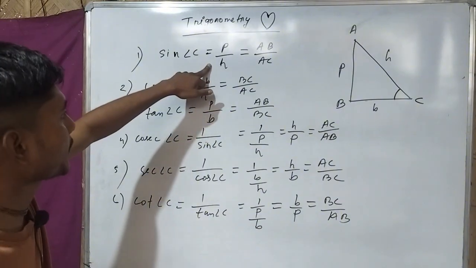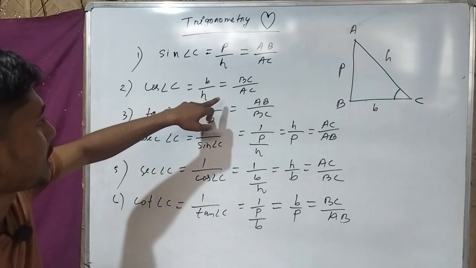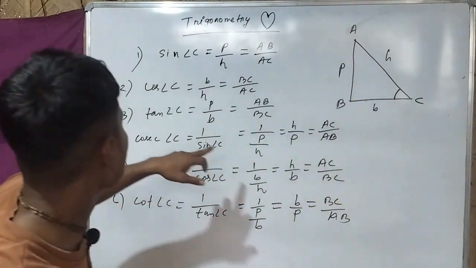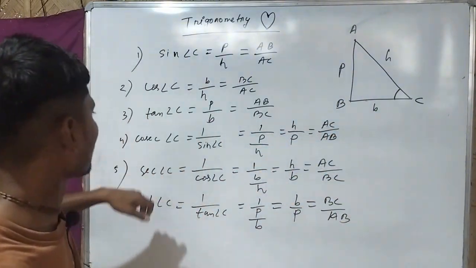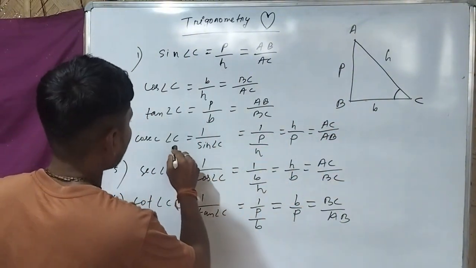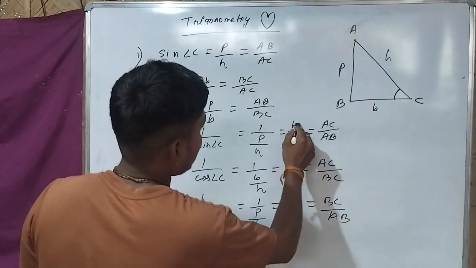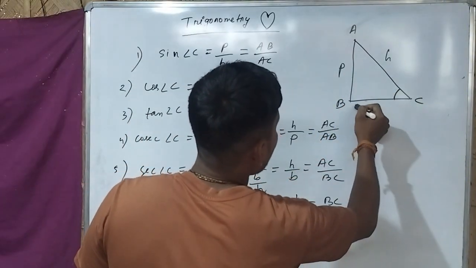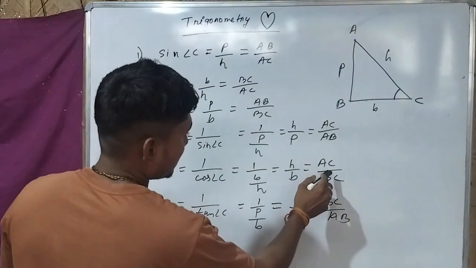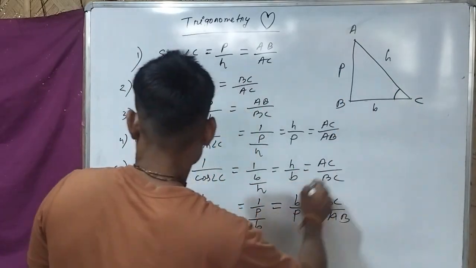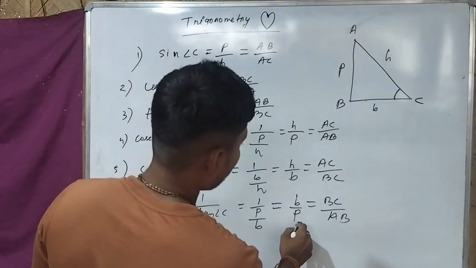Sine of angle C, perpendicular by hypotenuse, that is AB by AC. Cos of angle C, base by hypotenuse, that is BC by AC. Tan of angle C, perpendicular by base, that is AB by BC. Cosec of angle C is the reciprocal of sin C, that is H by P, that is AC by AB. Sec of angle C is the reciprocal of cos C, that is AC by BC. And cot of angle C is the reciprocal of tan C, that is B by P, that is BC by AB.